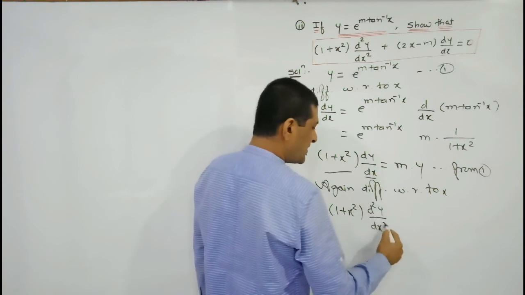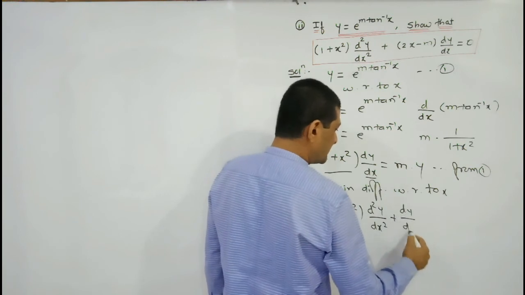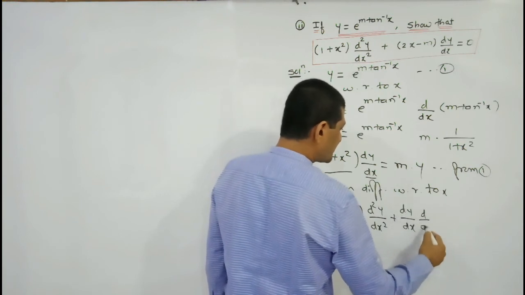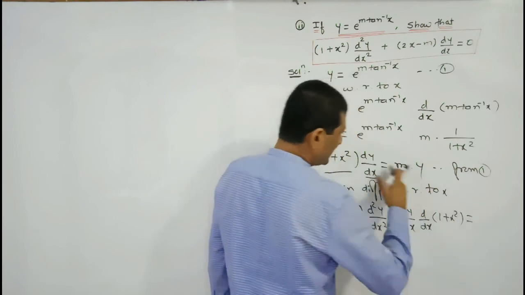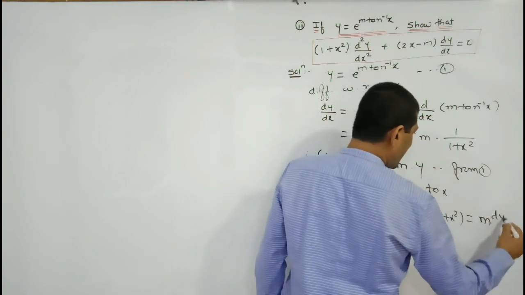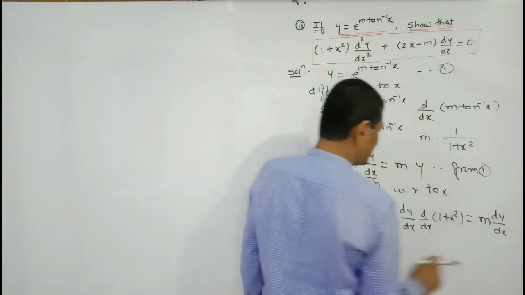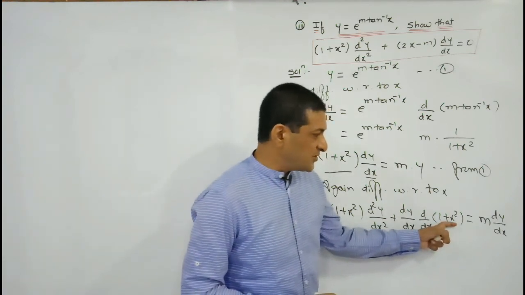It will be d²y/dx², plus the second term as it is, that is dy/dx as it is, into the derivative of the first term. What is the first term here? 1 + x². And on the right hand side, m is constant, keep it as it is, and the derivative of y is dy/dx. Okay, so now here we have to find the differentiation of this term.